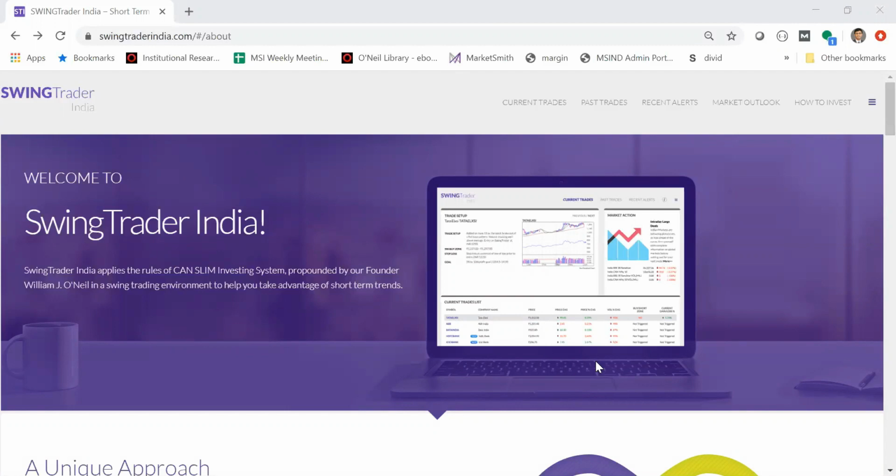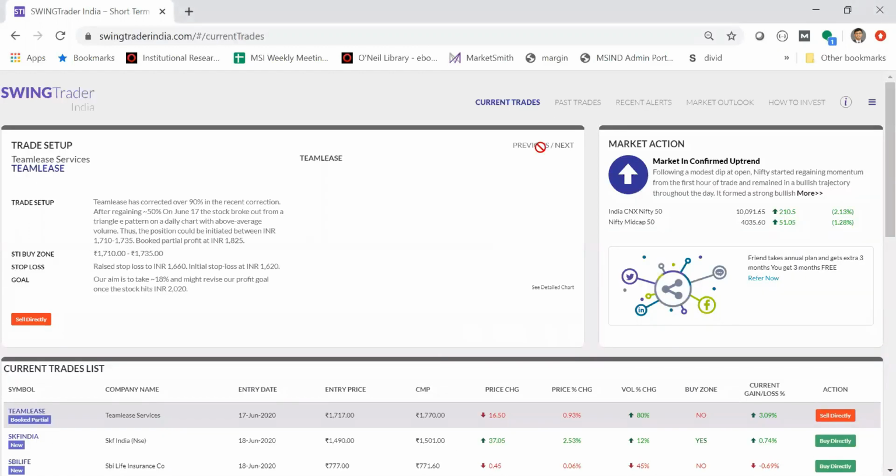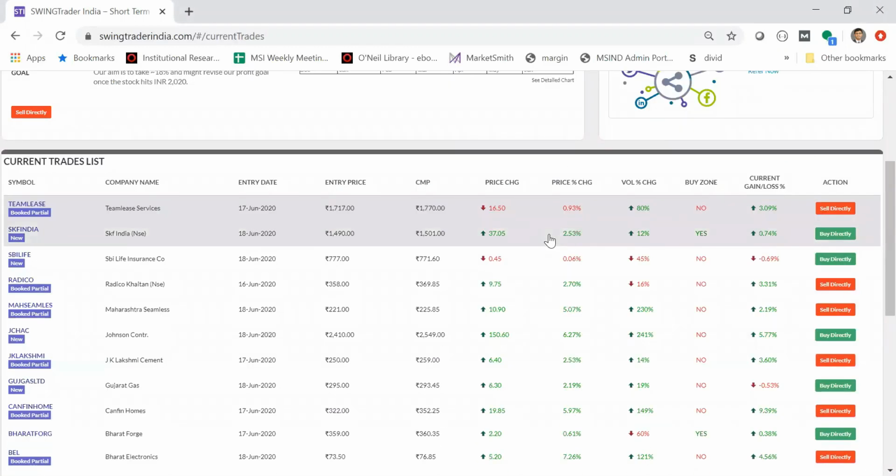The product is easy to understand. We have current trades, past trades, recent alerts, and market outlook. The current trades list includes all open trades with entry date, entry price, today's price and volume changes, and the current loss or gain percentage from our purchase price.